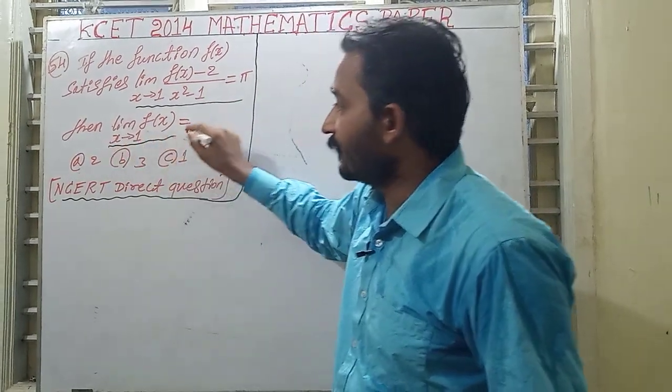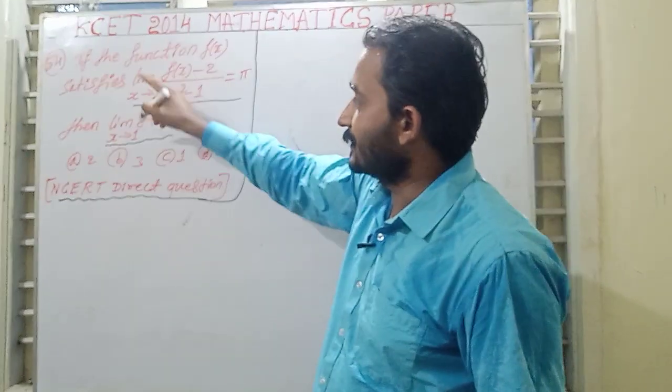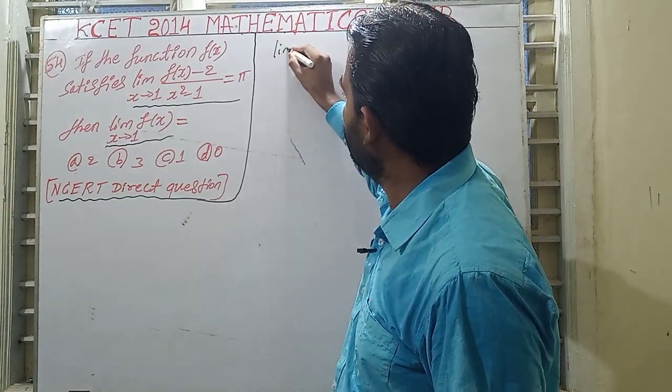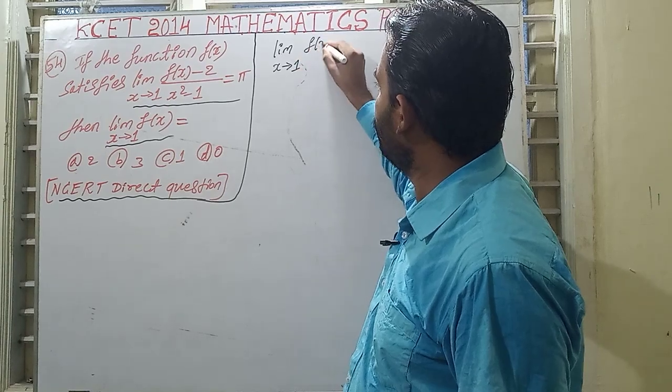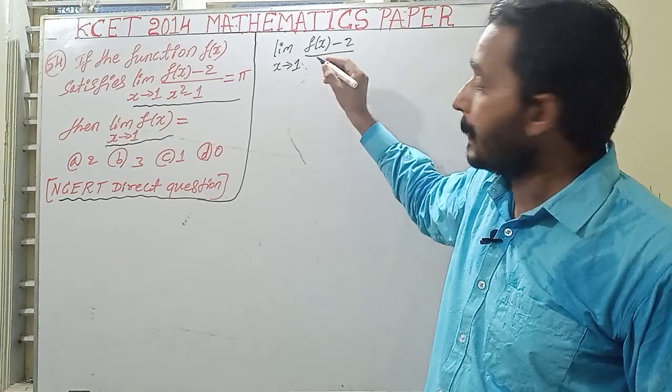Limit f of x as x tends to 1. So first, what is the given data? This is the given data. Using this given data, limit x tends to 1, f of x minus 2 divided by x square minus 1.